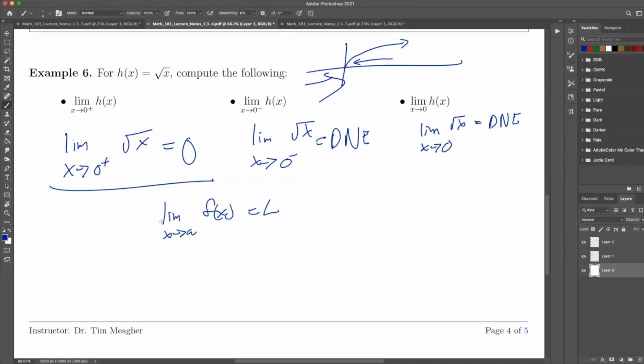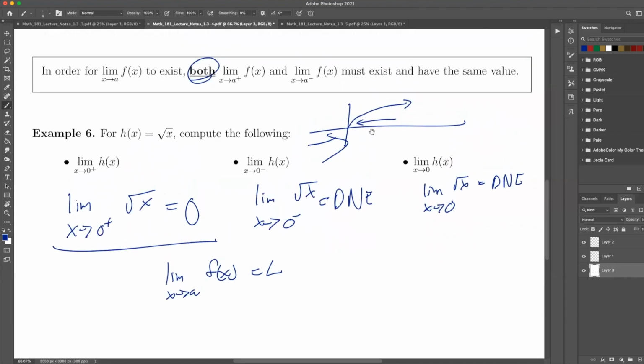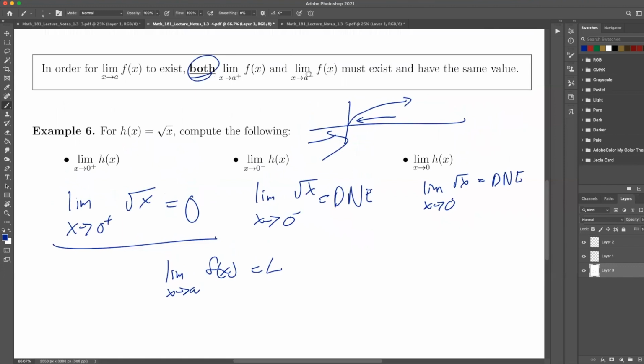Why wouldn't the last one exist again? Oh, because both this and this limits must exist. So this one does not exist, right? And they have to have the same value, okay? All right.